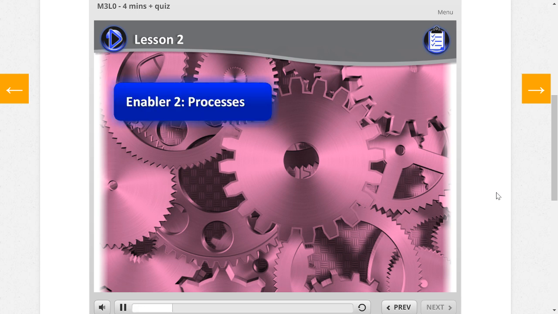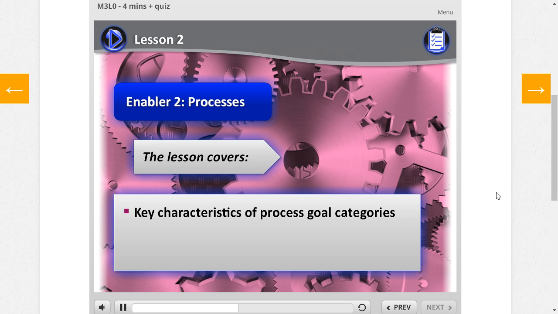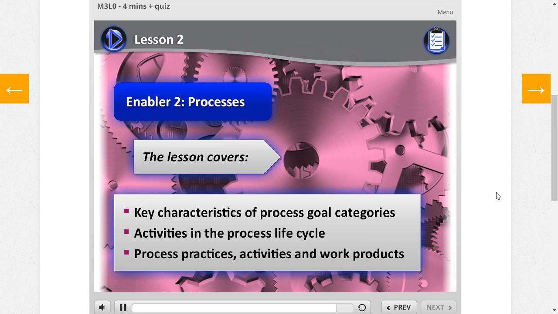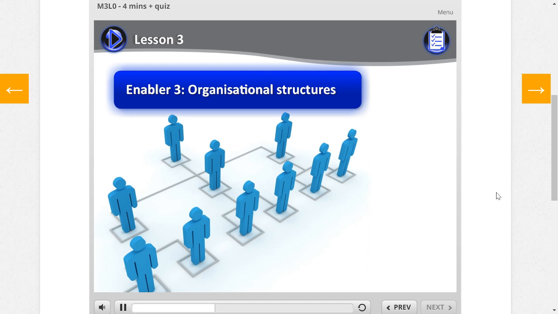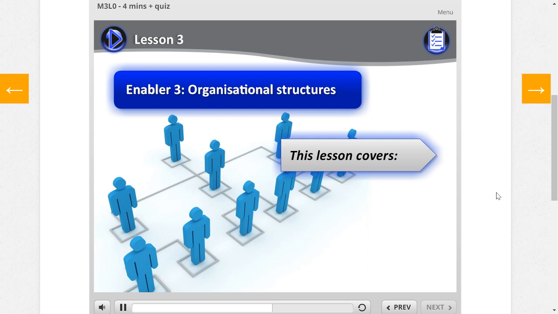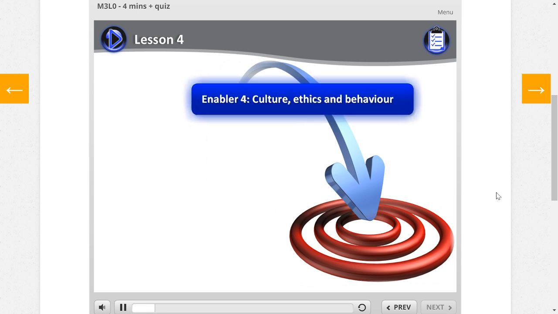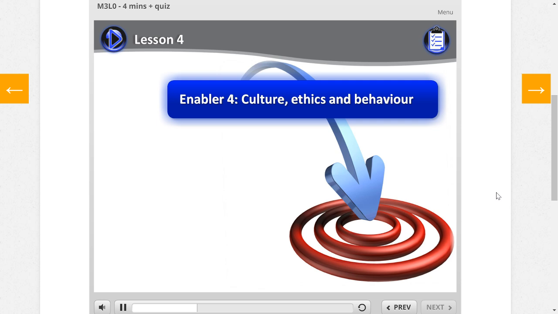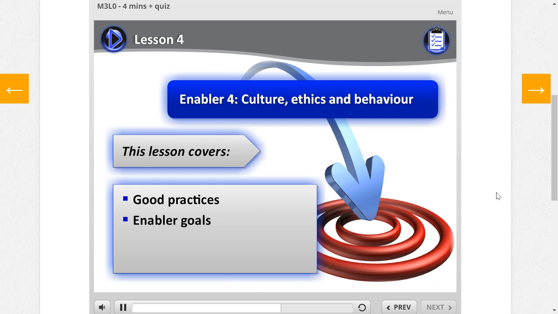Lesson 2 covers the Processes enabler. Topics covered include key characteristics of process goal categories, activities in the process lifecycle, and process practices, activities, and work products. Lesson 3 examines the Organizational Structures enabler. Topics covered include good practices and roles. Lesson 4 looks at the Culture, Ethics, and Behavior enabler. Topics covered include good practices and enabler goals and organizational and individual ethics and behaviors.